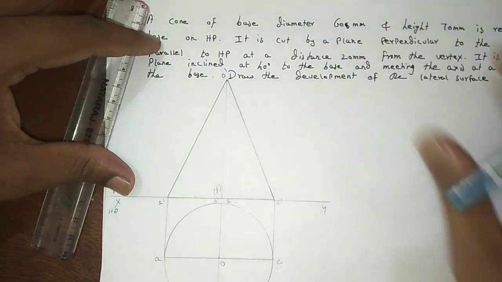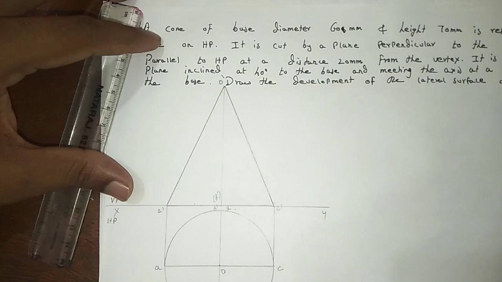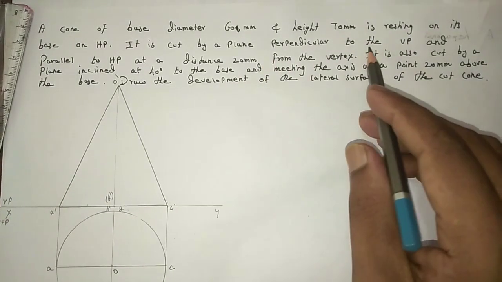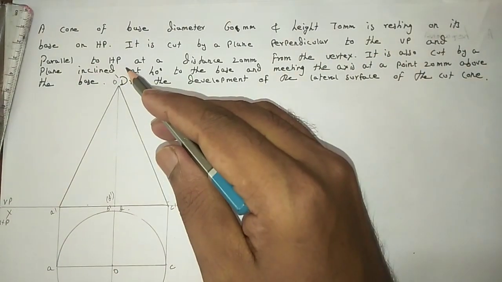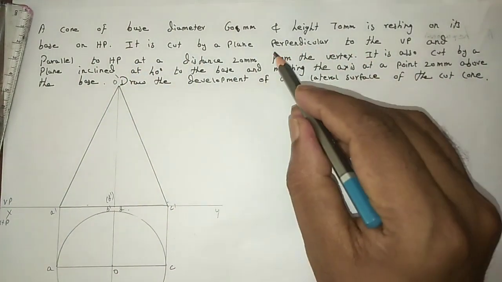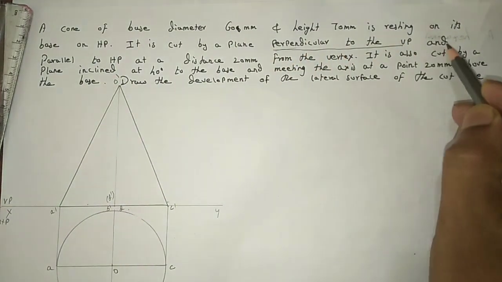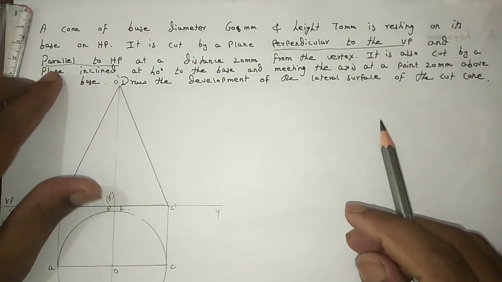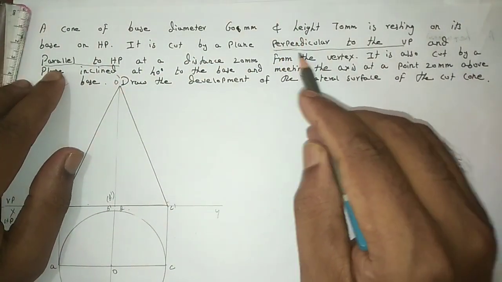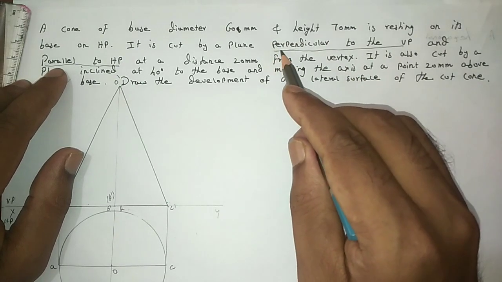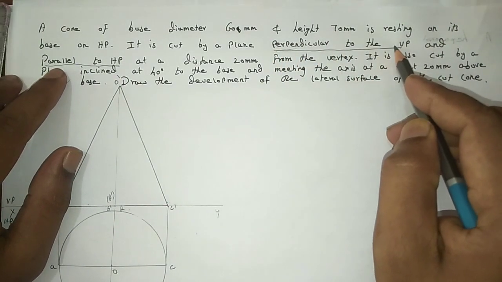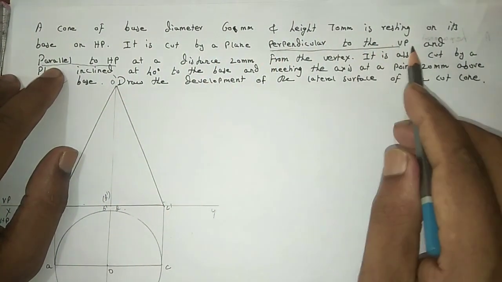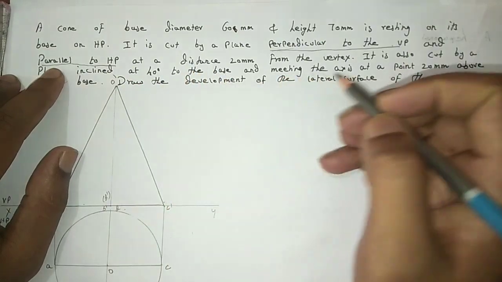And next come to the question. Now we are going to section this plane. In the question they have given that the cone is cut by a plane perpendicular to the VP and parallel to HP. Here you don't get confused with the term perpendicular to VP. You consider parallel to HP. So parallel to HP, it is cut by a plane perpendicular to VP and parallel to HP at a distance of 20 mm from the vertex.